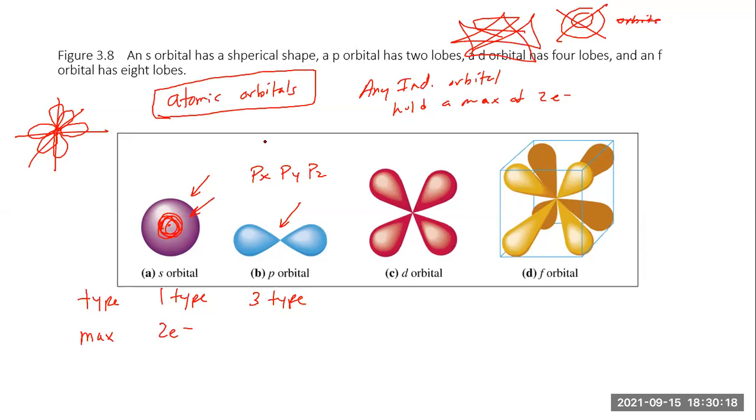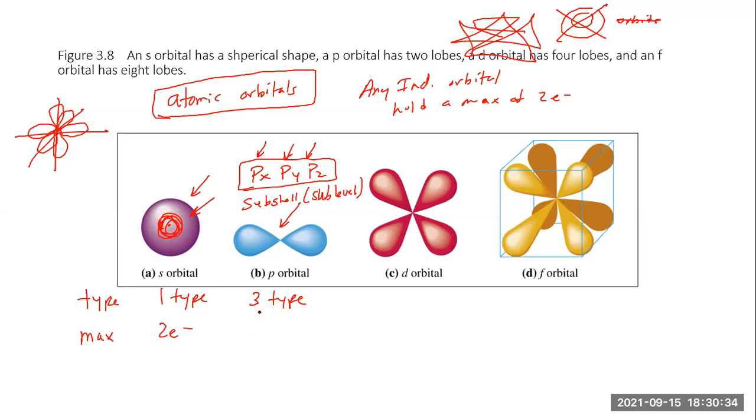Now, since each of these individual orbitals can hold 2 electrons, when we take all of these together, these are sometimes referred to as a subshell or sublevel, depending on your book.